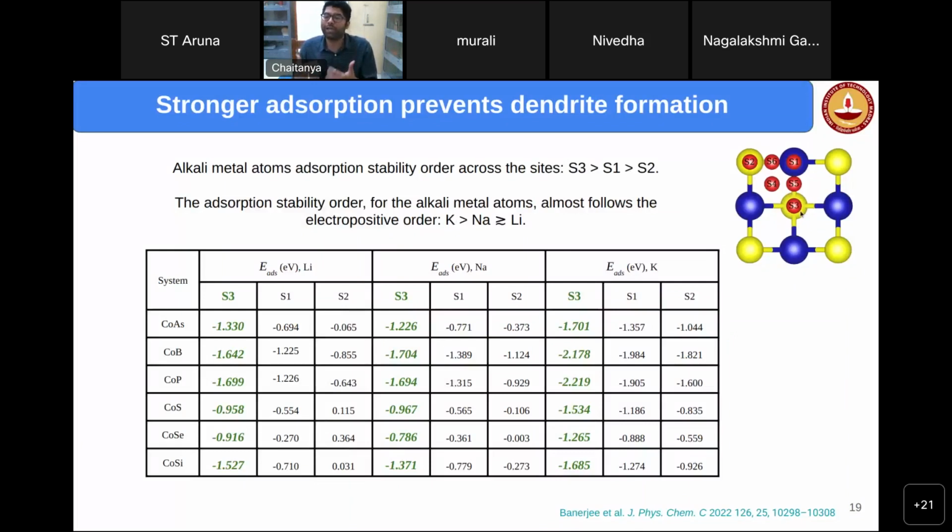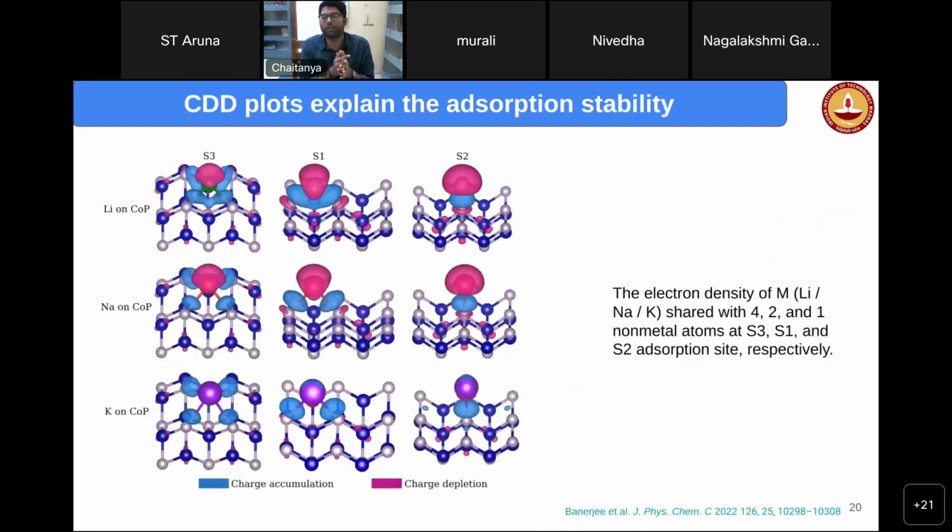So the next question is why it is adsorbing strongly at the S3 site, why not at the S1 and S2 sites? For that we have plotted what is known as the charge density difference. For this, you consider the total system, that is the anode surface plus the metal atom. You calculate its total charge density and subtract the individual ones, that is the separate 2D layer and also the separate metal atom.